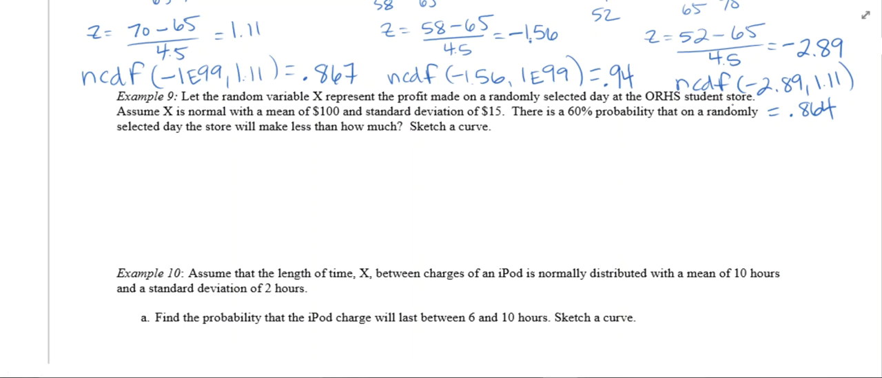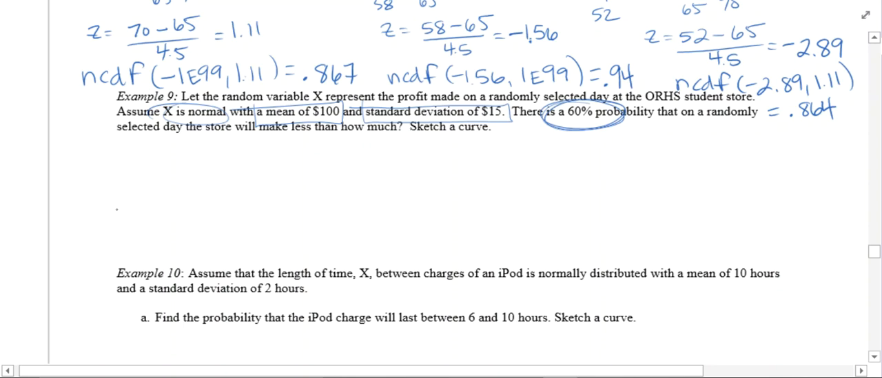Okay, so let the random variable X represent the profit made on a randomly selected day at the Oak Ridge High School student store. Assume X is normal with a mean of 100 and the standard deviation of $15. There's a 60% probability that on a randomly selected day, the store will make less than how much? Okay, so we know that it's normal. Okay, a few things, a mean of 100, standard deviation of 15, key thing. And then we know there's a 60% probability.